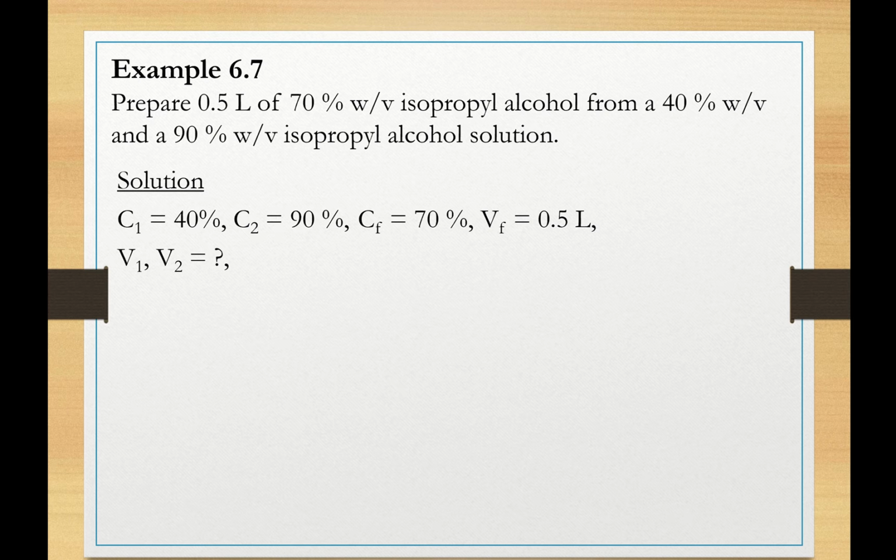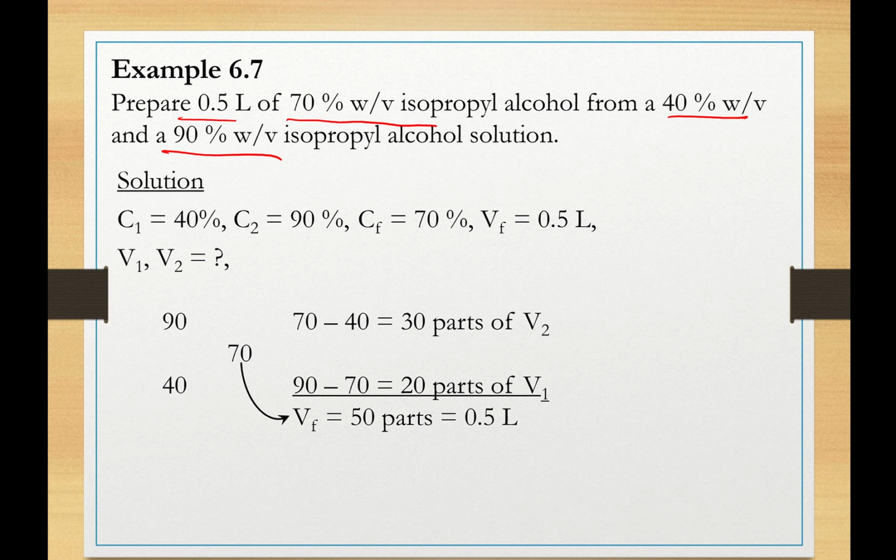Now here, we are to mix two solutions, 40% and 90% IPA, to make half a liter of 70% IPA. And we need to calculate the corresponding volumes of these two solutions. So first, we tabulate our concentrations here, and I've placed the 90% to the top, 40% to the bottom. 70% is the CF, and I'm determining the parts of volume 2 of solution 2 here.